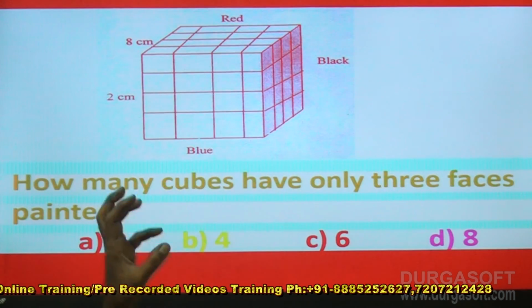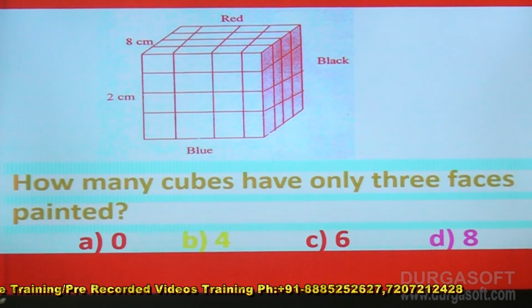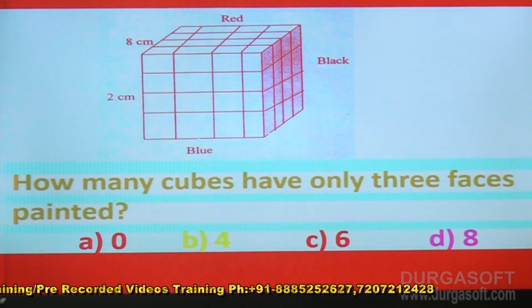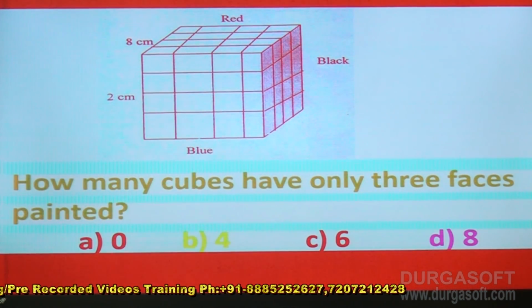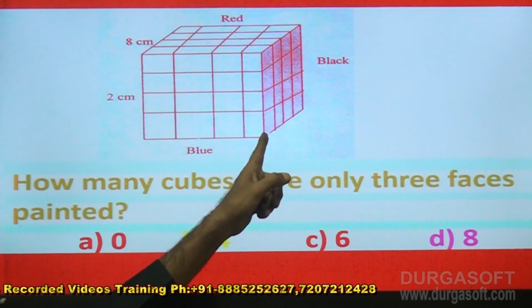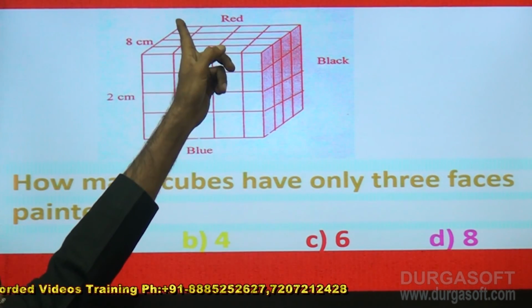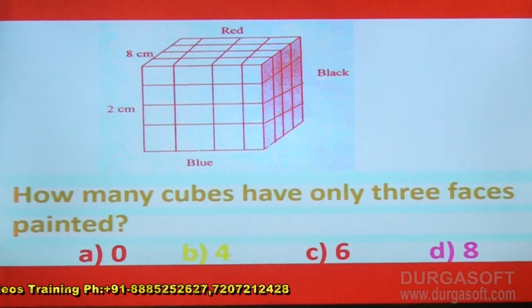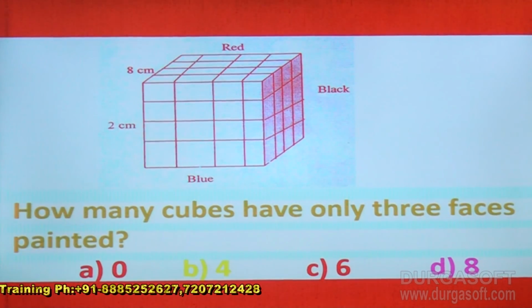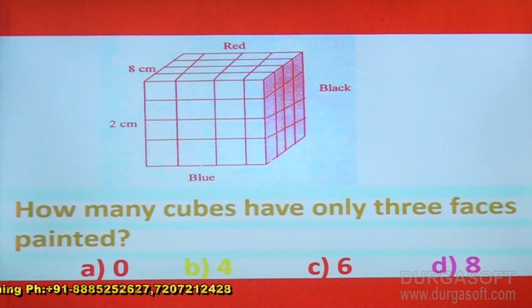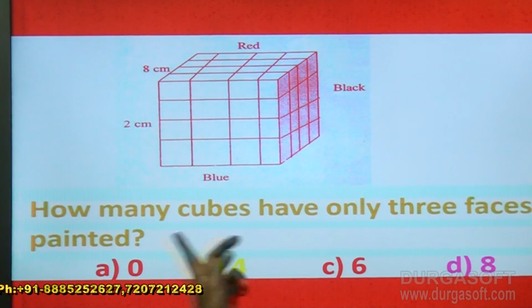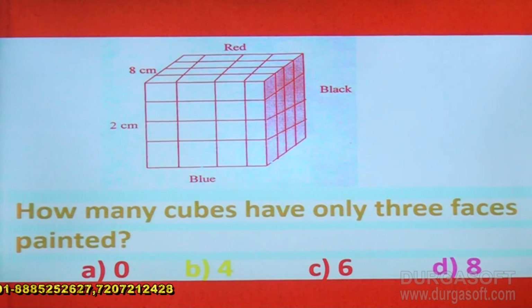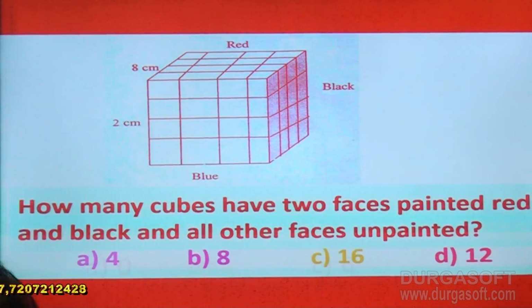So the 3-face painted cube is available only at the corner of the cube. So how many corners does a cube have? We know that a cube has a total of 8 corners. Corner 1, corner 2, corner 3, corner 4, and 4 on the back side. Here front view 4 corners and back view 4 corners. Total 4 plus 4, 8 cubes we get, which are at the 8 corners. So your answer is going to be 8. So how many cubes have only 3 faces painted? 3 faces painted we find only at the corner. Since a cube has 8 corners, we get 8 cubes painted on 3 faces. Let us take another question.